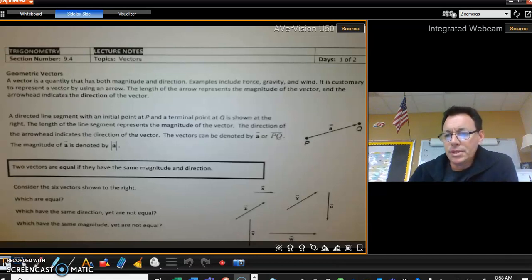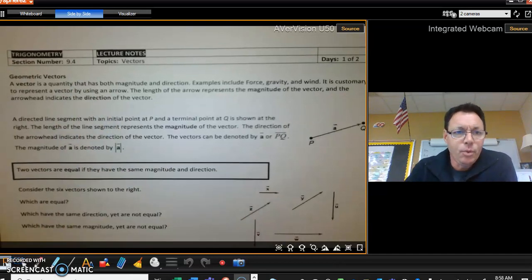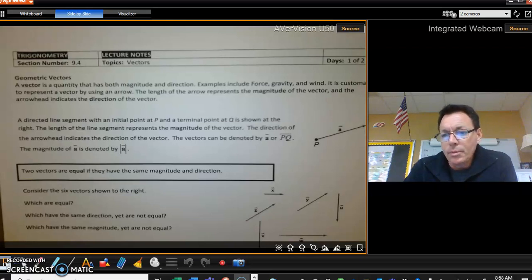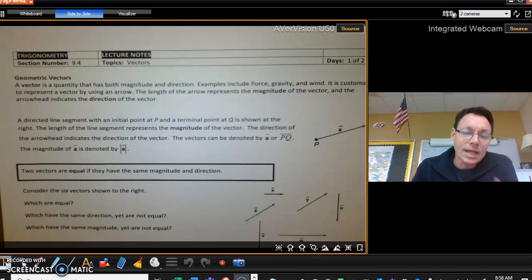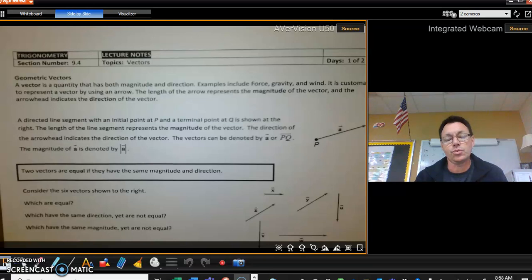Hey guys, today we're going to take a look at section 9.4. We're going to talk about what are called geometric vectors. We're going to look at these vectors geometrically, to get an idea of what we're talking about visually, and in the next class we'll take the visuals away and talk about these things more algebraically.